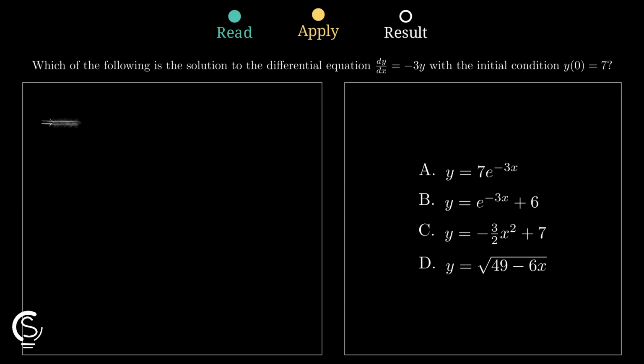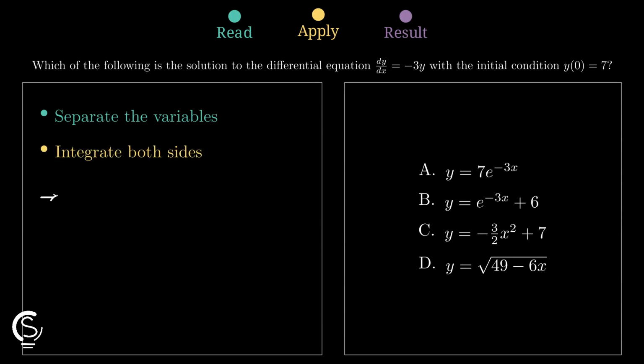Next, we integrate both sides of the equation. The integral of 1 over y is natural log of y, while the other side becomes negative 3x plus a constant c. Solve for y and use the initial condition y of 0 equals 7 to find that the constant c leads directly to option A.